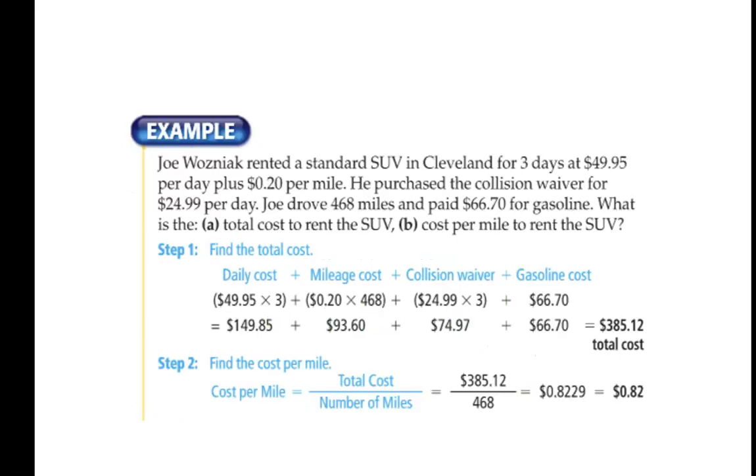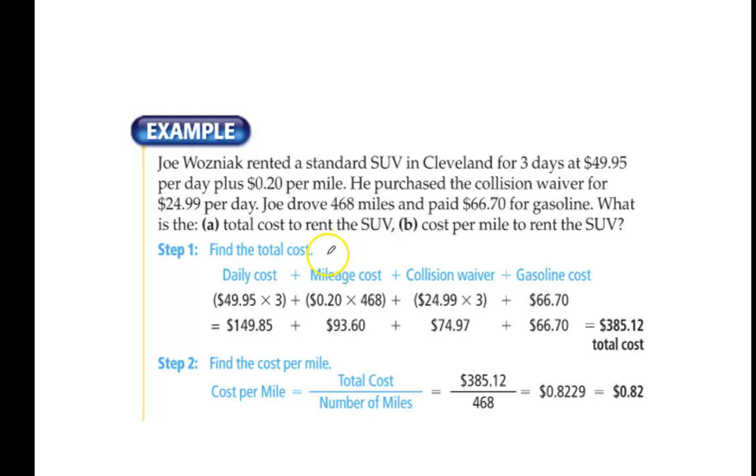Okay, let's look at an example. Joe Wozniak rented a standard SUV in Cleveland for 3 days at $49.95 per day plus 20 cents per mile. He purchased the collision waiver for $24.99 per day. Joe drove 468 miles and paid $66.70 for gas. So you can see that there's a lot of things that go into it.